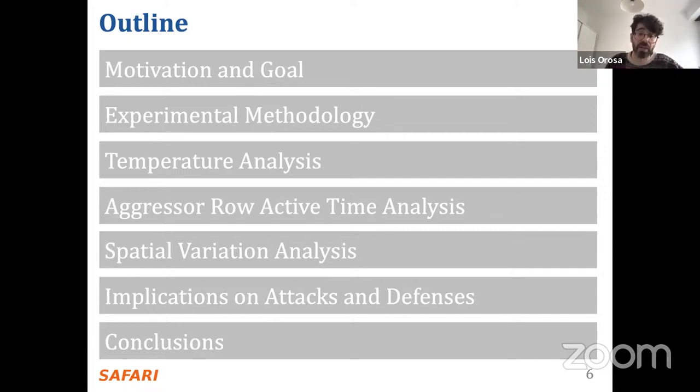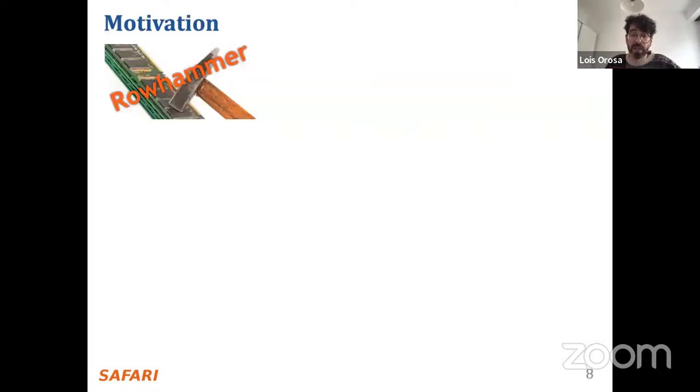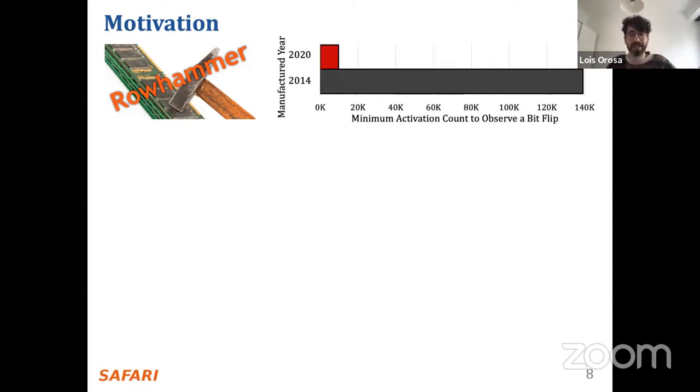So this is the outline of the talk. Let me begin with our motivation and goal. RowHammer is a DRAM reliability and security problem. Denser DRAM chips are significantly more vulnerable to RowHammer, such that the minimum activation count to observe a bit flip has reduced by more than an order of magnitude in less than a decade.